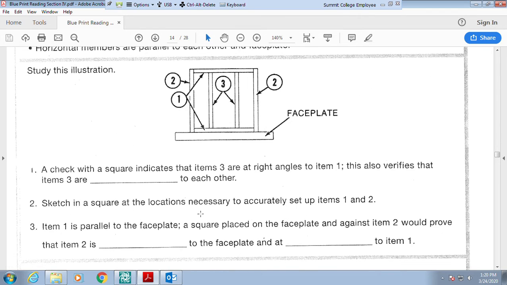And then they want you to add locations necessary to set up items 1 and 2. So I would probably put one here, here, here, here, here, and here. Okay. Item 1 is parallel to the faceplate. A square placed on the faceplate and against item 2 would prove that item 2 is what to the faceplate? Well, I would say perpendicular and at a 90-degree angle to 1.